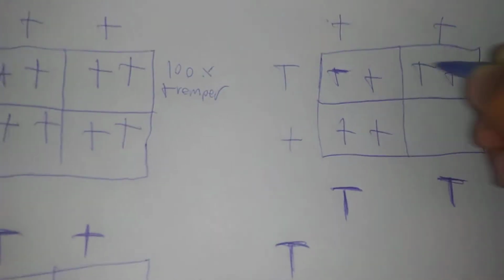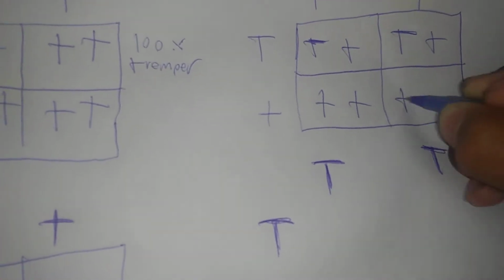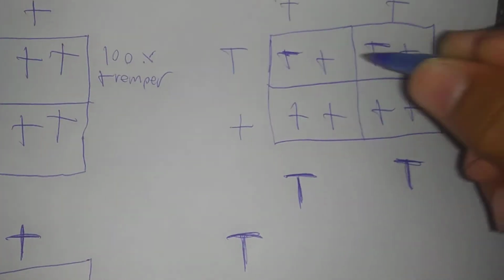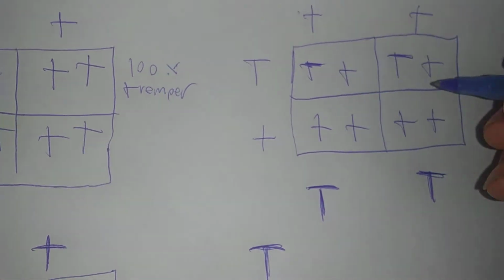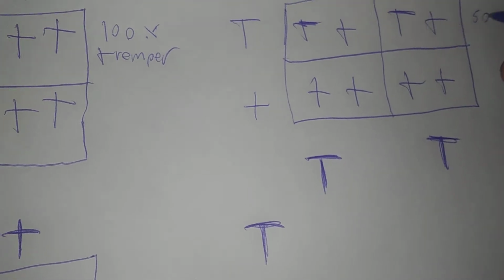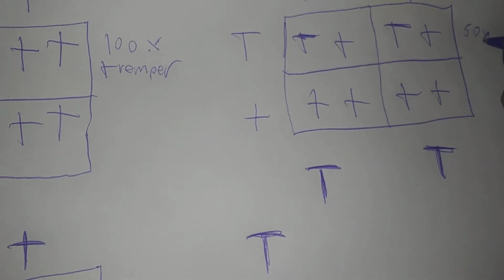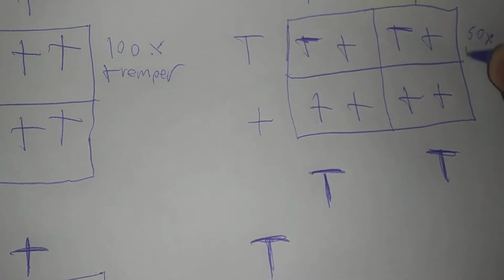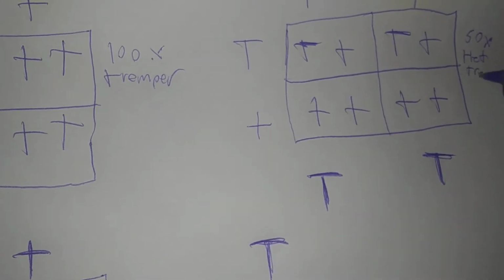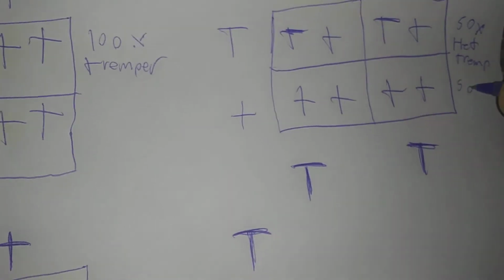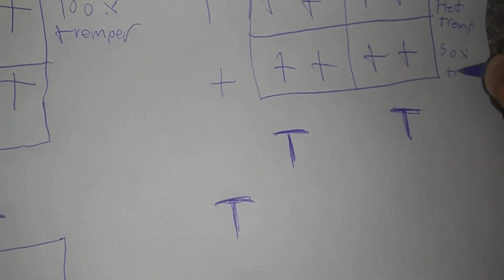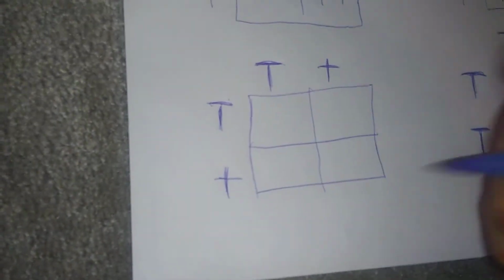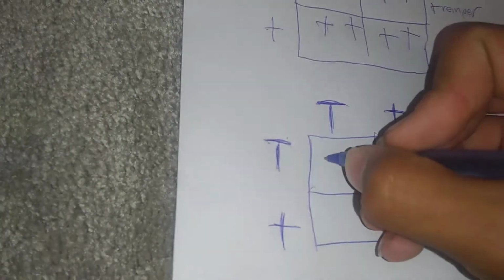Sorry, my handwriting's so bad. I'm looking through the camera instead of at the actual paper. But as you can see, there'd be two large T's. So 50% het Tremper, 50% Tremper. Plus I'm writing on the carpet, so it's not the best, but okay. Now let me just do two more. A het to a het.